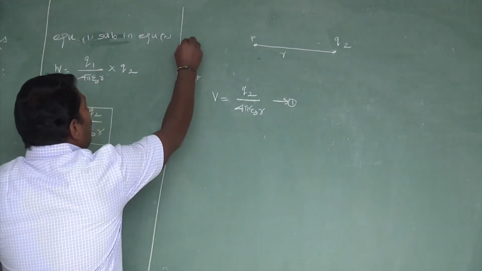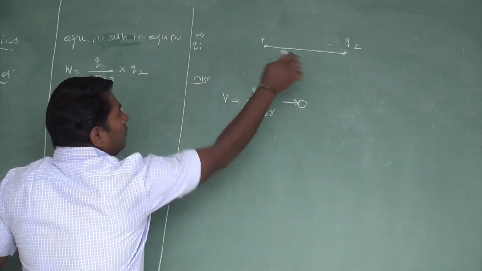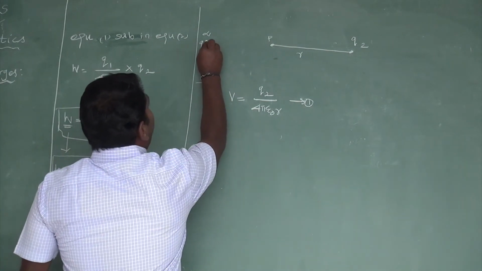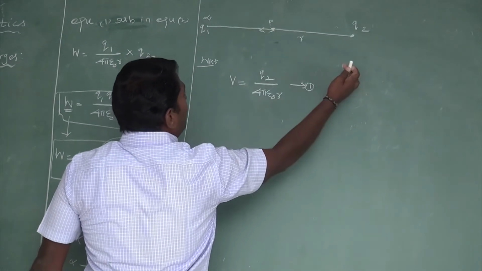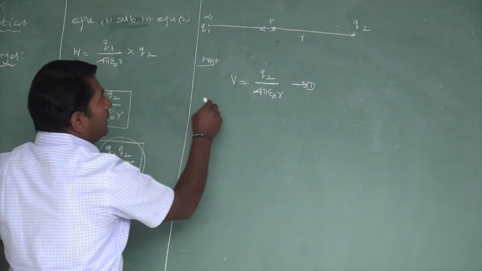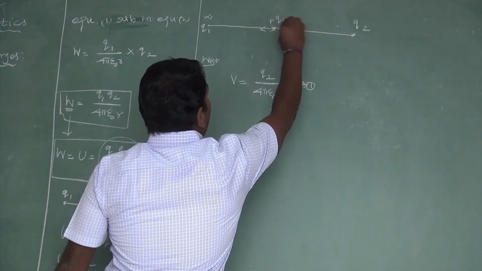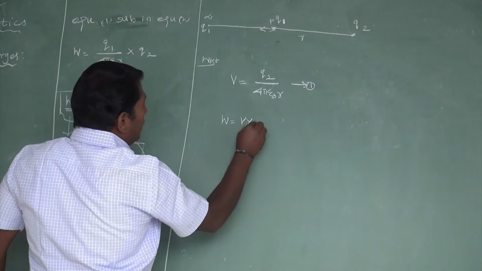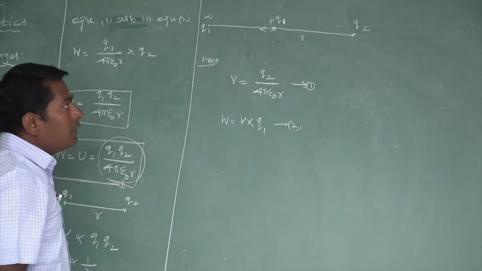Let me take the Q1 point charge. The Q1 point charge is placed at infinite distance from the Q2 point charge. Now we move the Q1 point charge from infinite distance to point P against the electrostatic repulsive force acting by the Q2 charge on the Q1 charge. The total amount of work done is stored as electrostatic potential energy between the two point charges Q1 and Q2. The total work done W is equal to V into the moving charge, now Q1. This is equation number 2. So keep it in your mind.